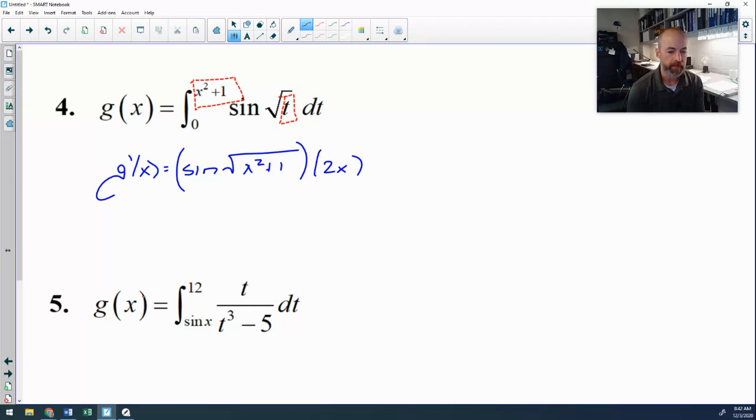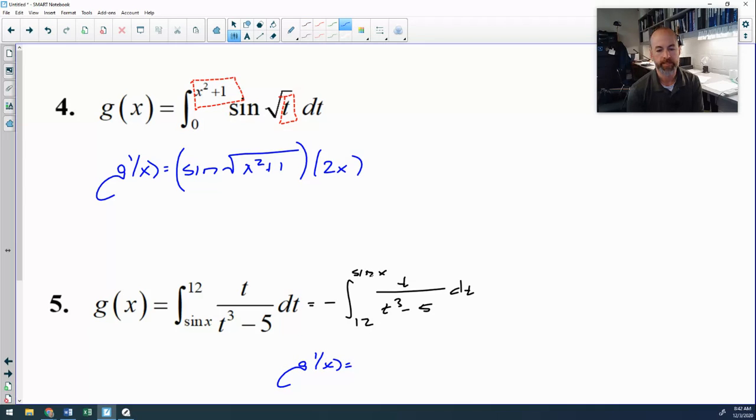So let's look at number 5. In 5, we have that problem again where the constant is in the wrong location. So I'm going to flip the integral, make that negative, 12 to sine x of t over t cubed minus 5 dt. And if that is my g function, then g prime, I'm going to take that sine x. It replaces both t's. So it's going to be the sine of t over the sine cubed of t. But then we need to multiply that by the derivative of what replaced the t's. The derivative of sine x is cosine x.